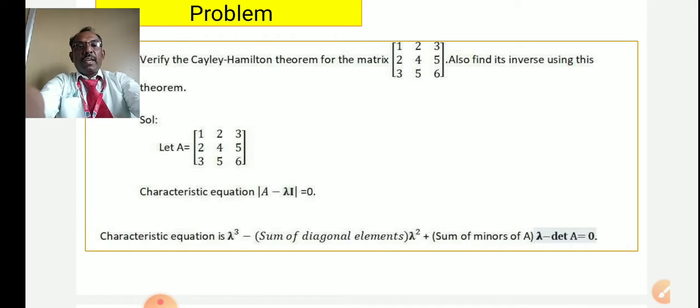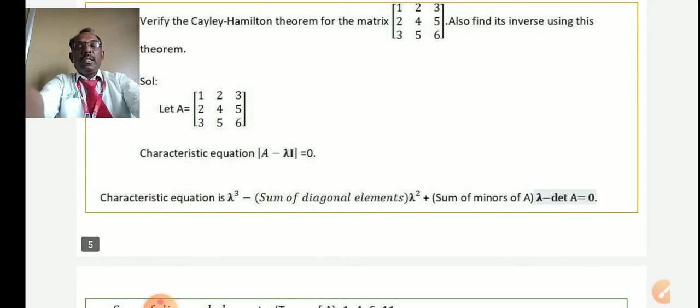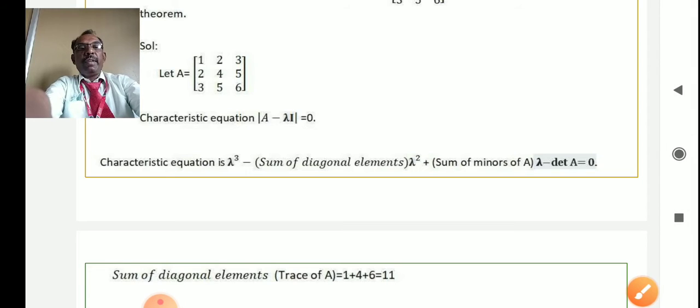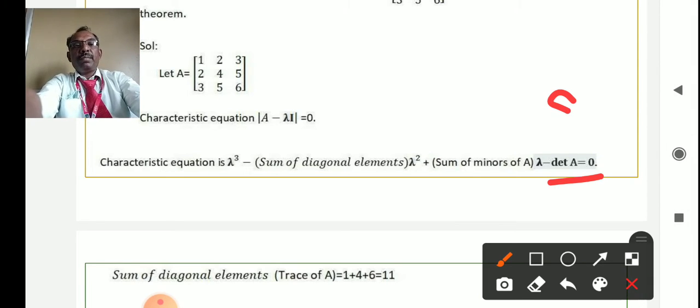The definition of the characteristic equation is determinant of A minus lambda I equal to 0. This is the original definition, but I like to use the alternate formula: lambda cubed minus s1 lambda squared plus s2 lambda minus s3 equal to 0. Here s1 is the sum of main diagonal elements, s2 is the sum of minors of A, and s3 is the determinant of A.